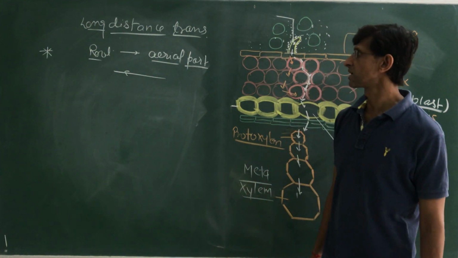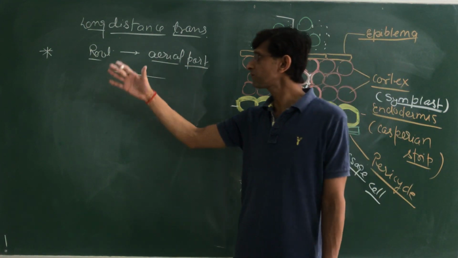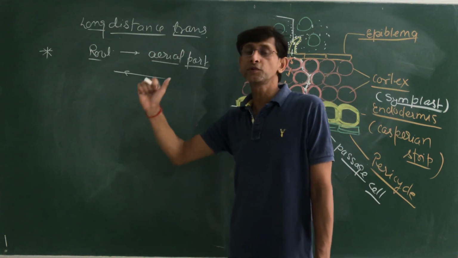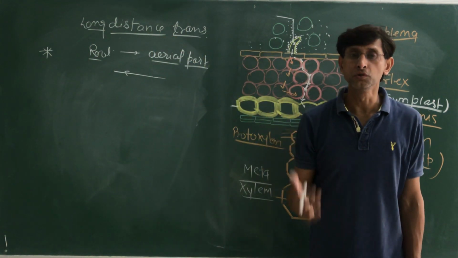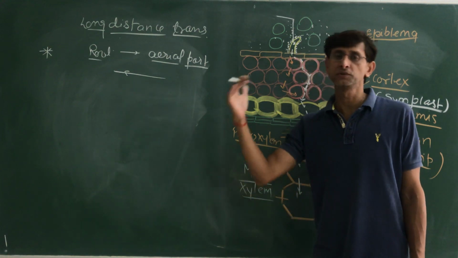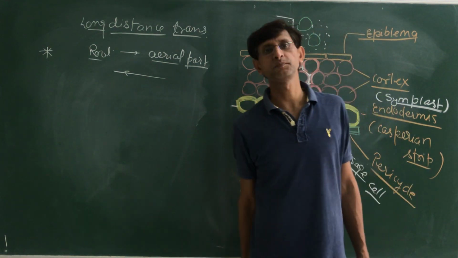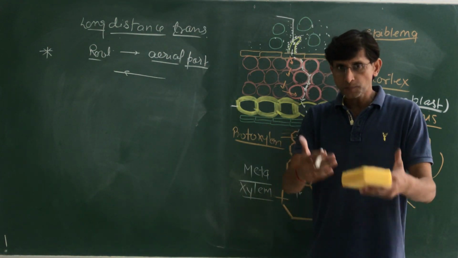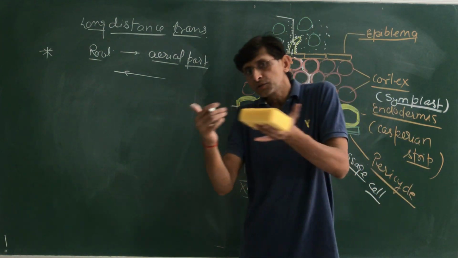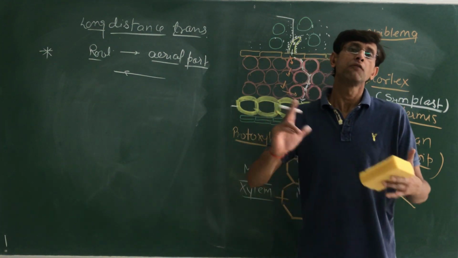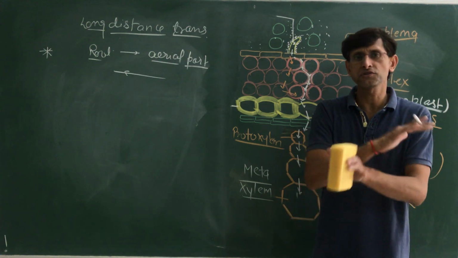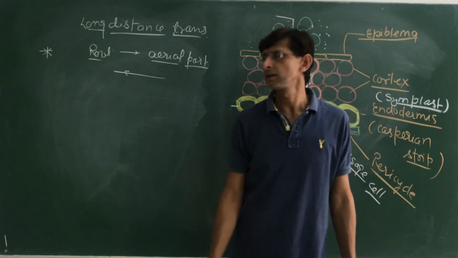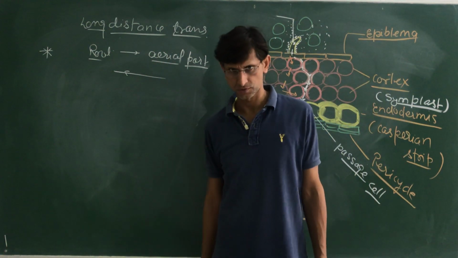So long distance transport includes transport of water from root to the aerial parts, transport of organic food from the aerial parts to the roots and other plant parts, absorption of water from soil into the plant, and release of water from the plant to the environment. All these types of transport are included in long distance transport.